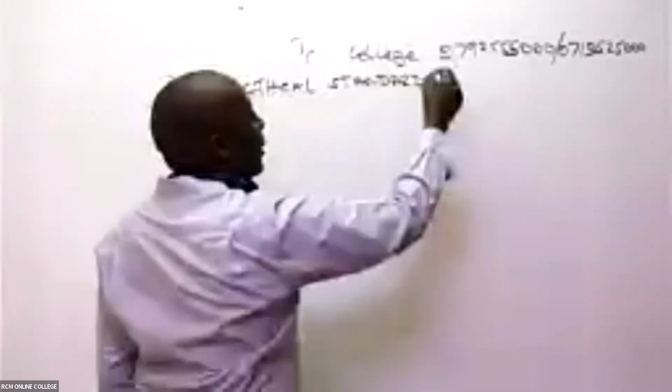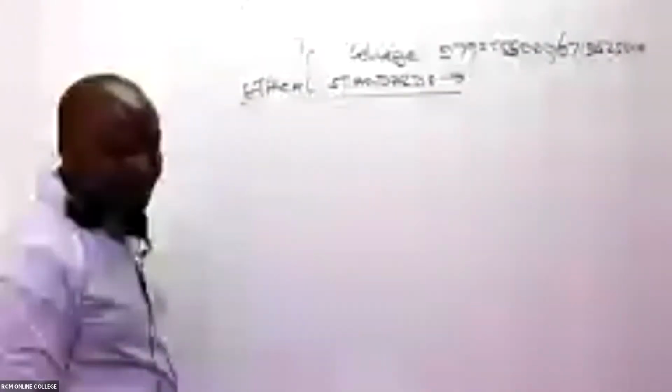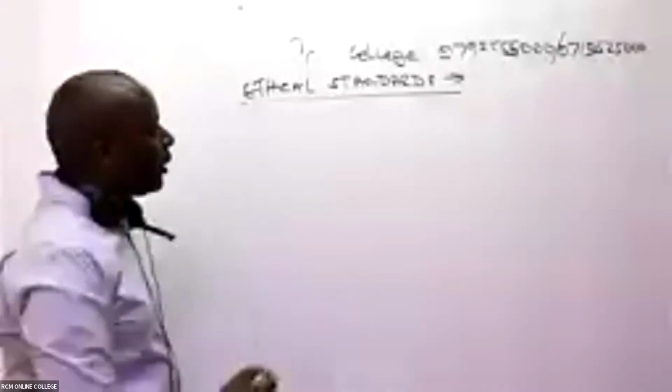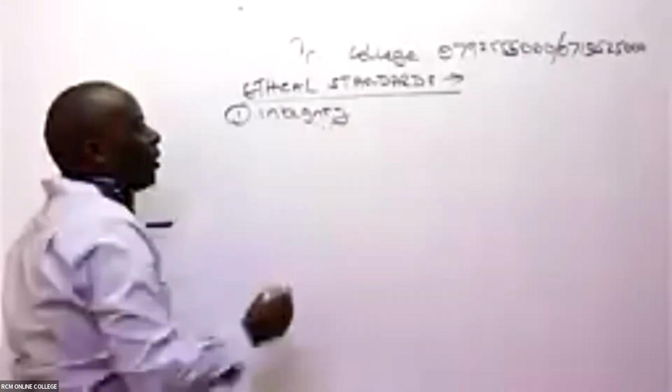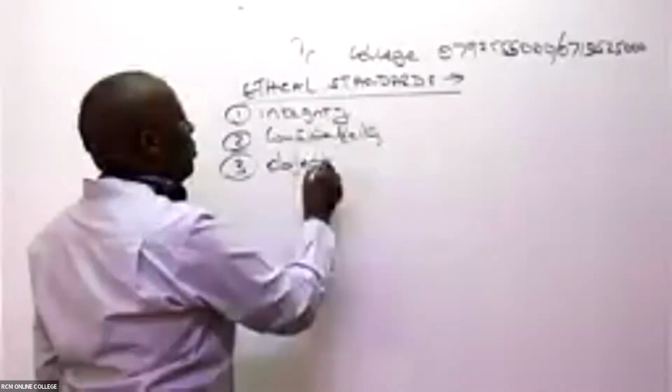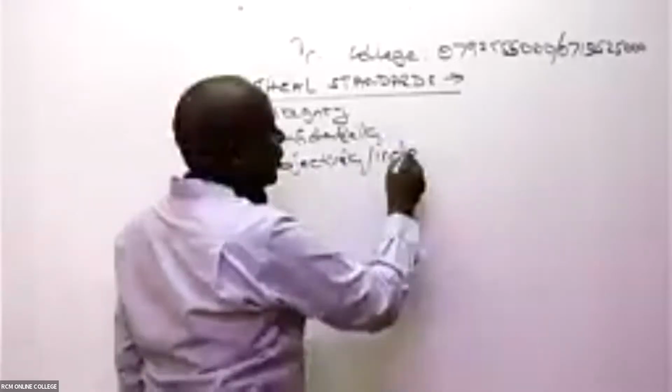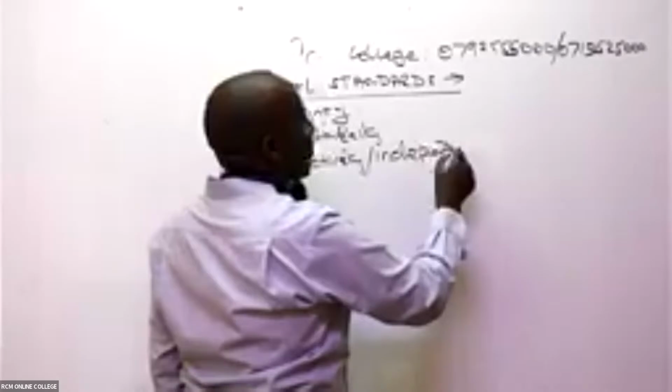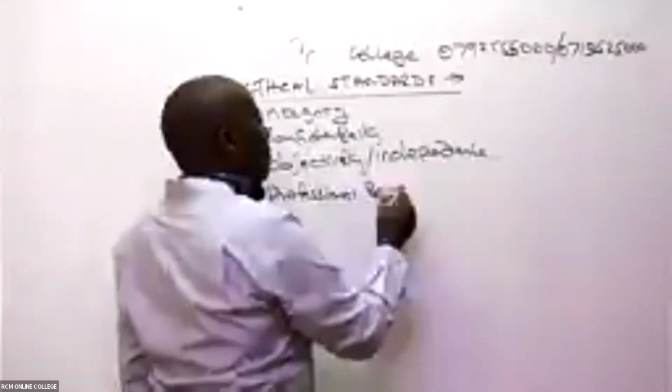We call them the ethical standards. They cut across. These are the same standards that you normally study in audit and assurance. So the ethical standards, we have a whole standard on integrity. We have another standard on confidentiality. We have another standard on objectivity, what we call independence. Then we have another standard called professional behavior. And then lastly, we have what we call professional competence.